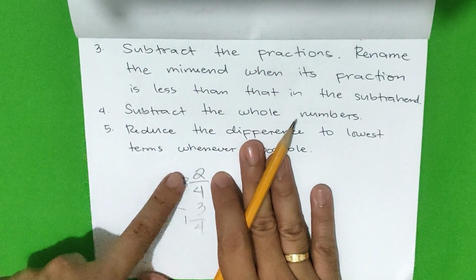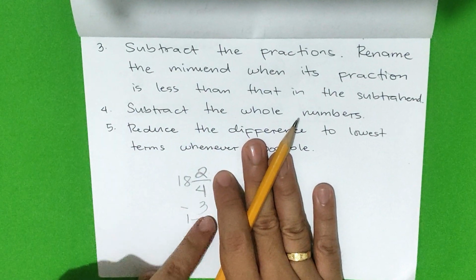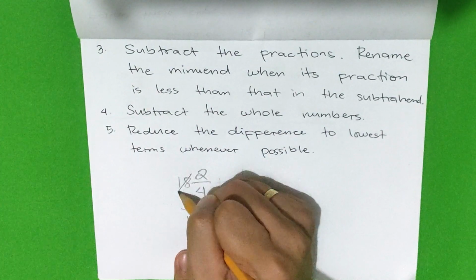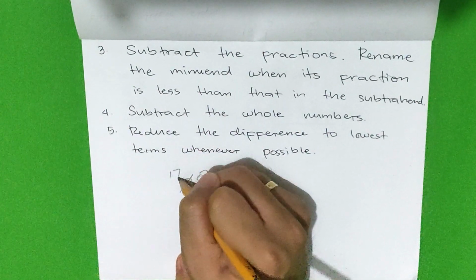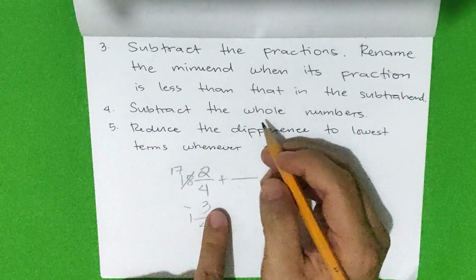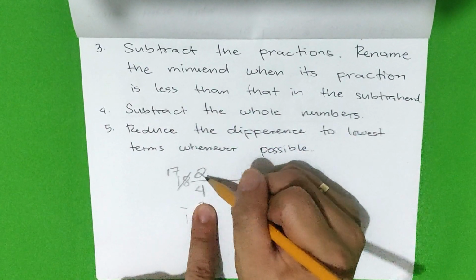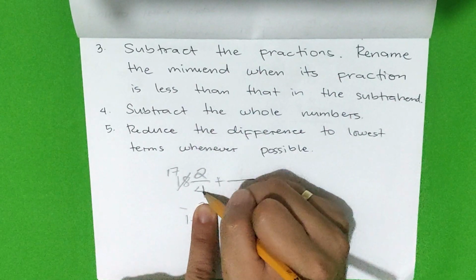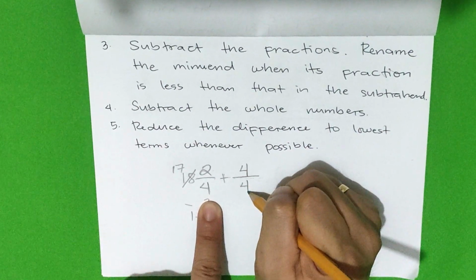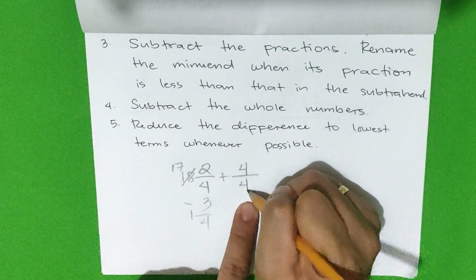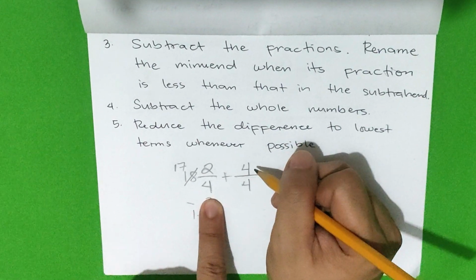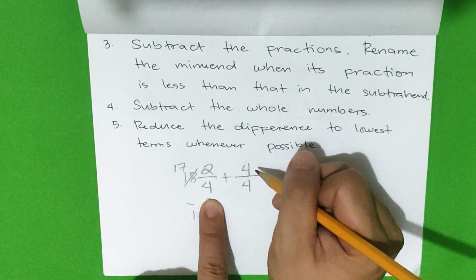So, since our minuend 2 is less than 3, let us borrow 1 from 18. And 18 becomes 17. And let us add another fraction with our minuend. So let us use 4 as the numerator and let us use 4 as the denominator. We can now proceed with the addition of the two fractions.